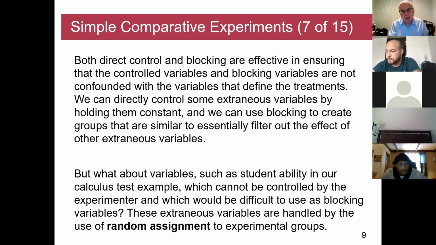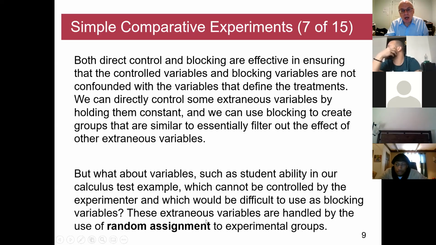So you can directly control an extraneous variable, or you can do blocking, which again, I gave you an example of a few minutes ago. Those are 2 ways. But what if you can't do either one? Or what if there are other variables out there that could be affecting your response variable, and you just don't know anything about them? You're not aware of them. How do you get rid of those effects?